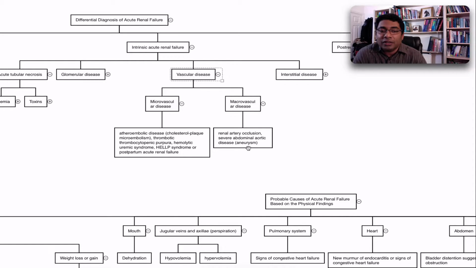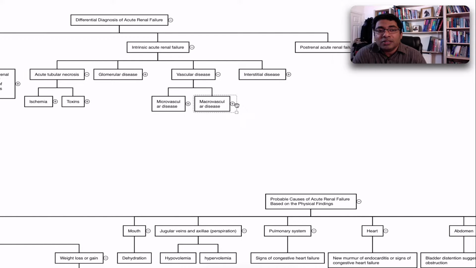And macrovascular conditions are renal artery occlusion, severe abdominal aortic aneurysm. They can all lead to vascular diseases causing intrinsic acute renal failure.